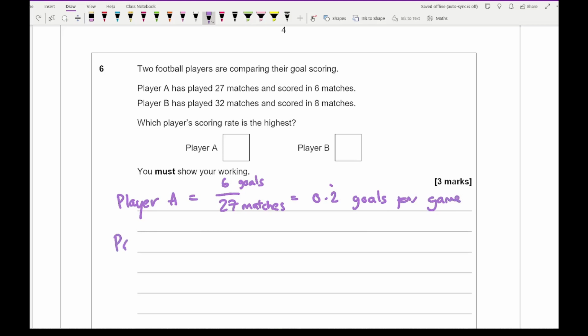So then for player B, if I do the same proportion, that's going to be 8 over 32, and that gives me an answer of 0.25, and again that's goals per game. Now from that you can then decide which one's better, and it's going to be player B.